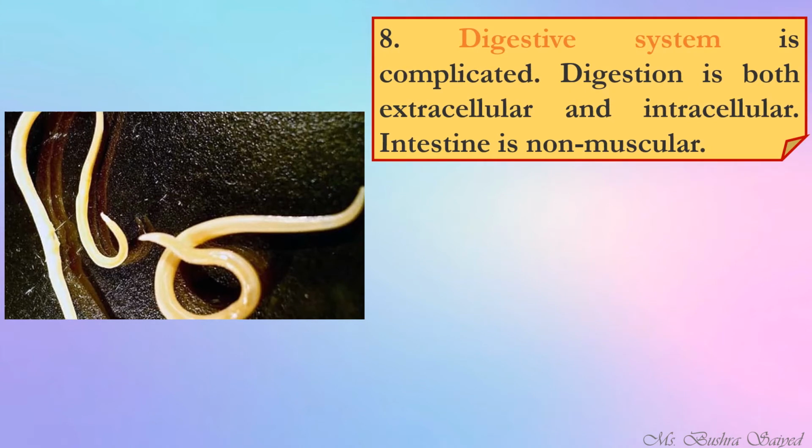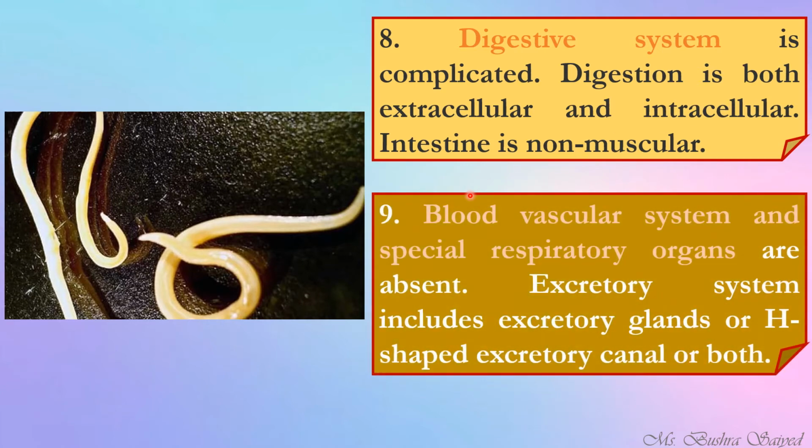The digestive system is complicated. It occurs both extracellularly and intracellularly. The intestine is non-muscular. There is no blood vascular system or special respiratory system in nematodes. The excretory system includes excretory glands or an H-shaped excretory canal or both.